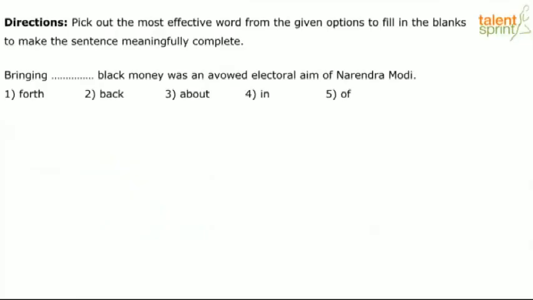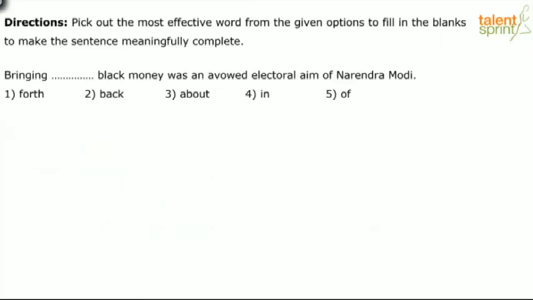Bringing dash black money was an avowed electoral aim of Narendra Modi. What are my options? Forth, back, about, in, off. So everybody comes back and says it's option 2. Why?